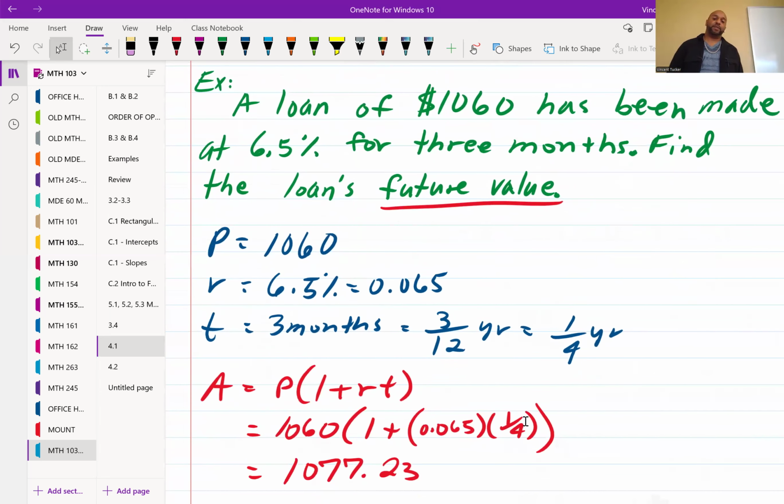So that's 1,060 times 1 plus 0.065 times 1/4. And that gives you 1,077.23. Don't forget we're dealing with cents. So you will round to the hundredths place unless they tell you different, but normally it's 2 decimal places because of cents. Dealing with money.